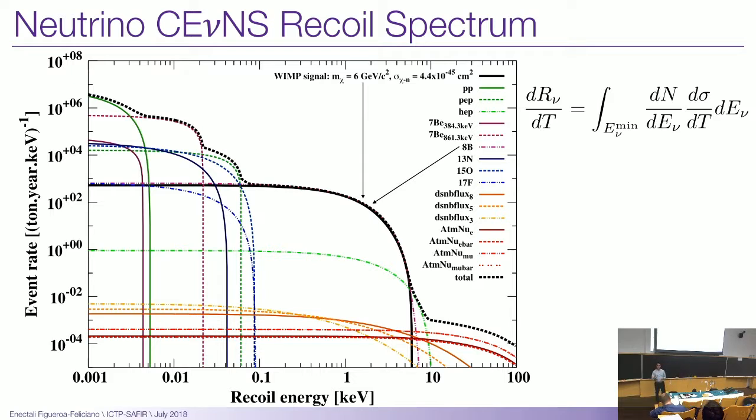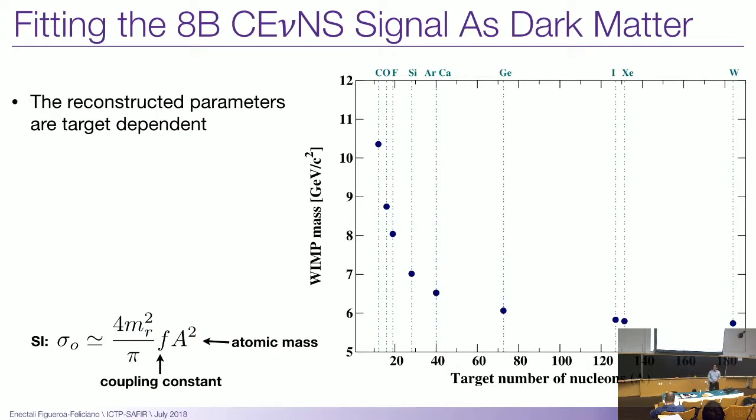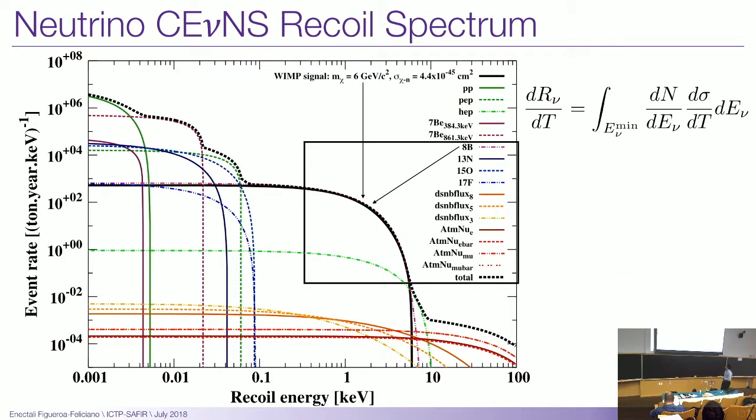And if your detector has a threshold that gives you a window that only looks like this, whoops, sorry, there we go. If your threshold is around here and you don't have enough exposure to see down here, this is all you're going to see. And if that's all you see, you might say, hey, I'm looking at a dark matter signal, because they look exactly the same. That is the trick we're going to look at: you could interpret some of these neutrino signals as a dark matter signal if you're only looking at a particular window.